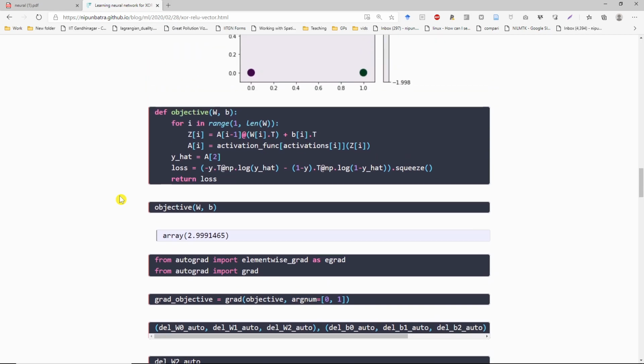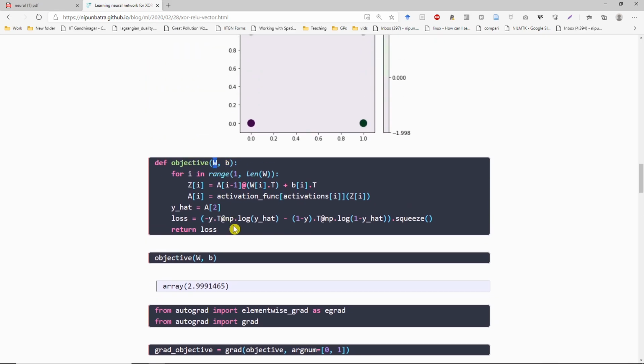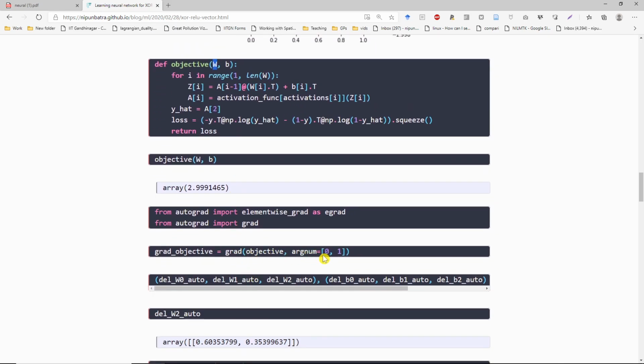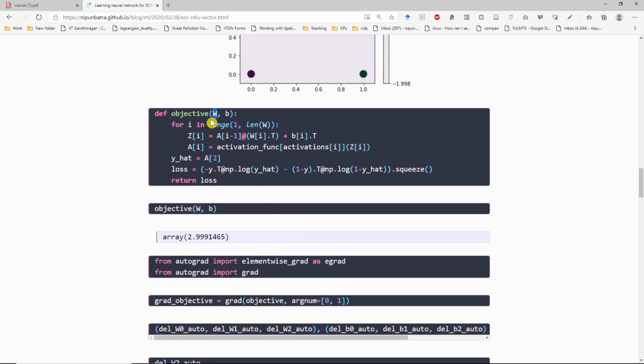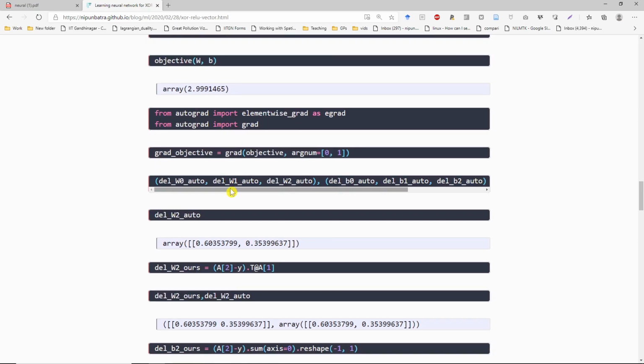The objective is a function of W and B, right? So when I do grad of objective 0, 1, it means gradient of the objective with respect to W. Here W is the entire W0, W1, W2. I've defined W to be a list where W0 and B0 are useless. W1 and W2 correspond to weights for the first layer and the second layer, and B1 and B2 correspond to the biases for the first and the second layer.